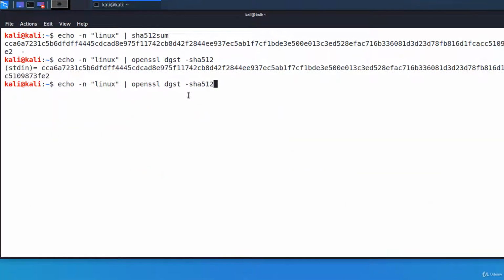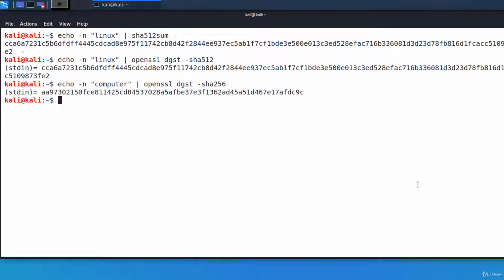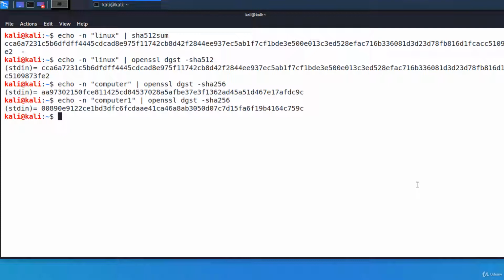Let's calculate the hash of the word computer using SHA-256. The word is computer, and the algorithm is SHA-256. This is the hash. Now, let's calculate the hash of the word computer1 using the same algorithm. We notice that two different words have two different hashes. Each input has its own unique hash.